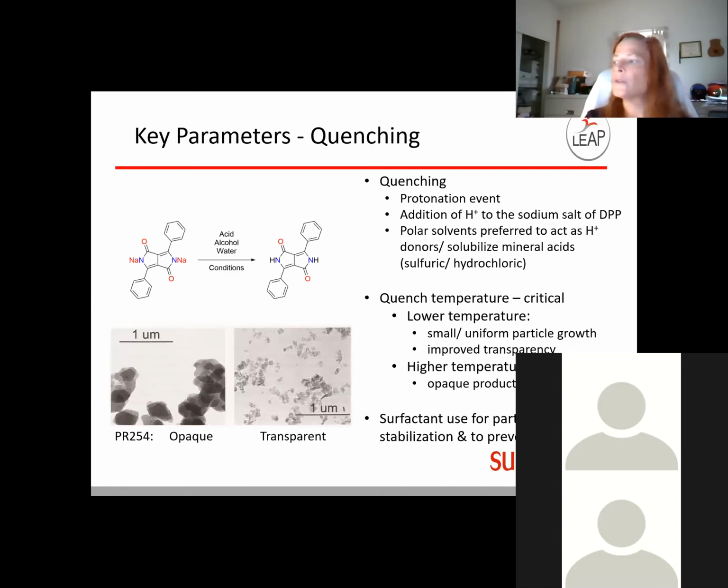Surfactants are also used for particle size growth stabilization. Once you get your particle size where you want it to be, you need to stabilize that and prevent the aggregation of those pigments, because we don't want them to be too hard put together, so that the pigment powder that you receive can be well dispersed.